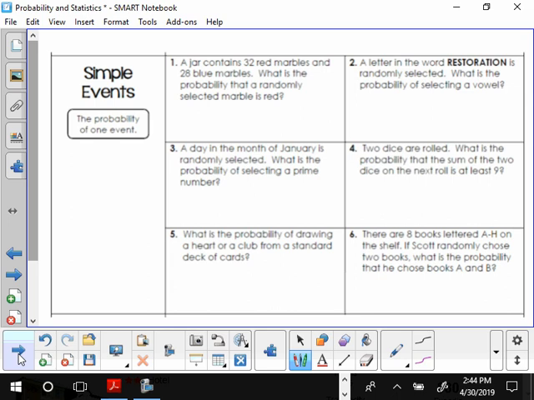Start out with simple events, which just means one probability. And we have a jar with 32 red and 28 blue. So we have 60 marbles in all. What's the probability that we randomly select a red? Okay, so the way this works, if you remember the definition for probability, what we consider to be a success is on the top. How many ways can that happen? 32. 32 red. On the bottom is your total possibilities, your sample space, which is 60. When reduced, 8 over 15.